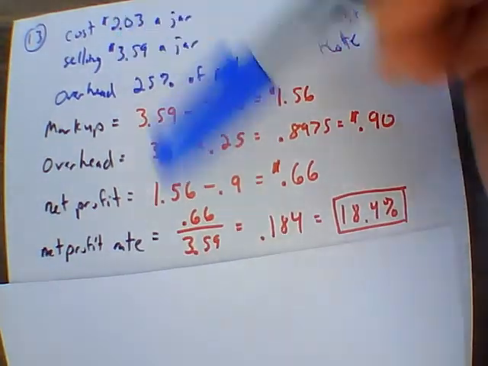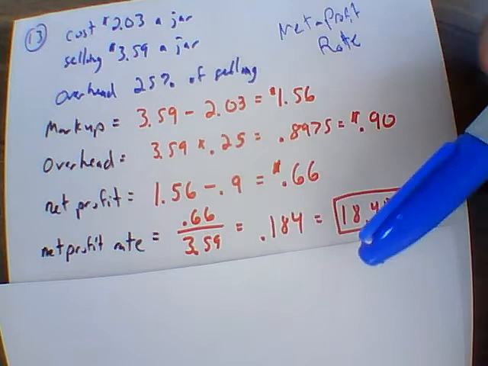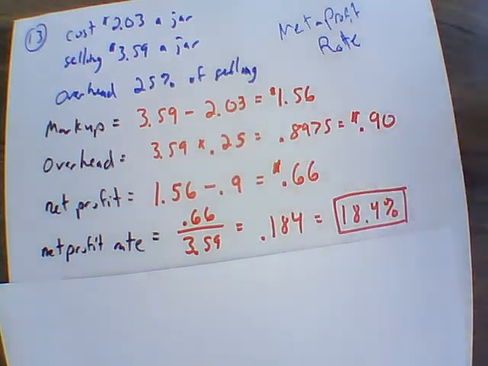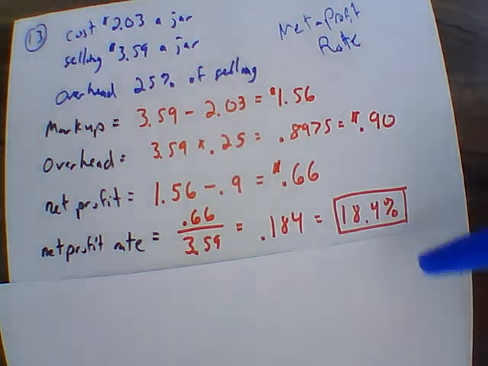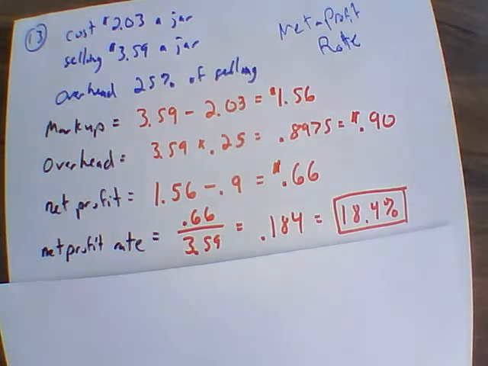Then for our net profit rate, we're going to take 66 cents divided by our selling price, $3.59. We see that we get 0.184, so that is 18.4%. Basically we're seeing that we're profiting 18.4% on this item.